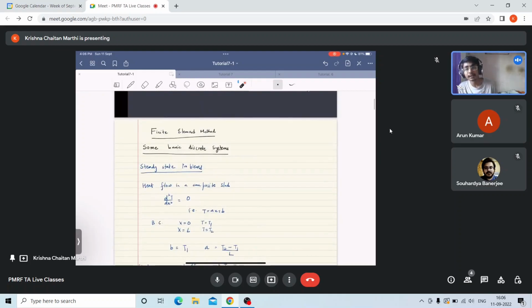Here we are seeing some examples of discrete systems, and how to view them in the form of nodes and elements.